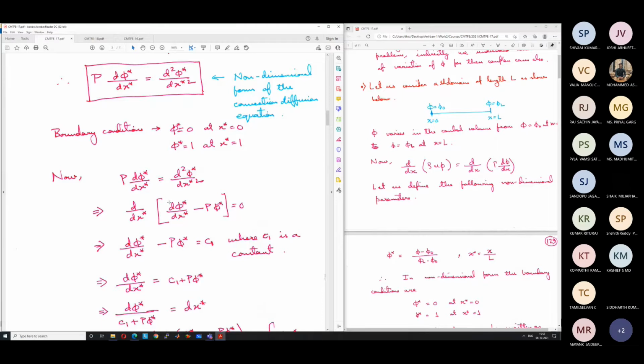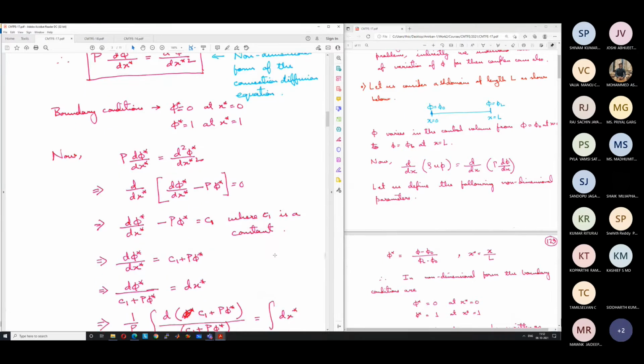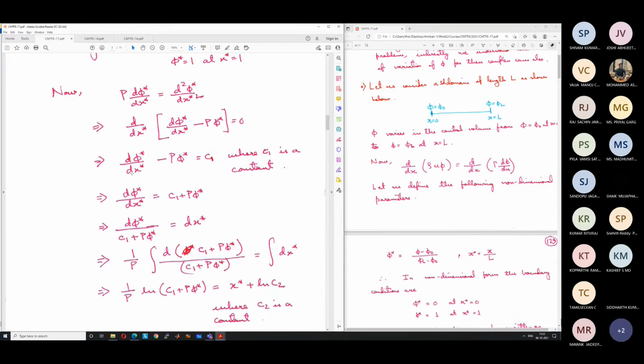Now P d phi star dx star is equal to d square phi star dx star square. If you take this term from the left hand side to the right hand side and take d dx star common, we are left with d dx star of (d phi star dx star) minus P phi star equal to 0. Or if you integrate this with respect to x star, we get d phi star dx star minus P phi star is equal to C1, where C1 is some constant. Okay, we'll find out later based on the boundary conditions.